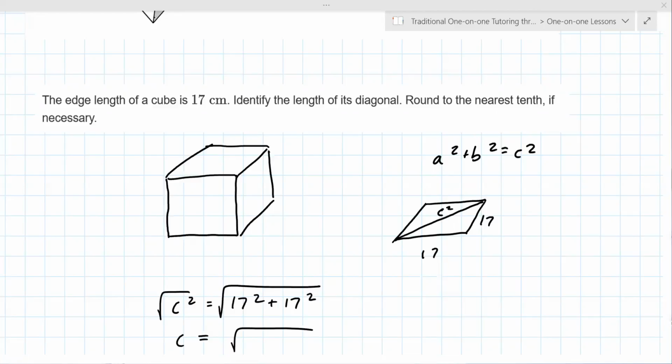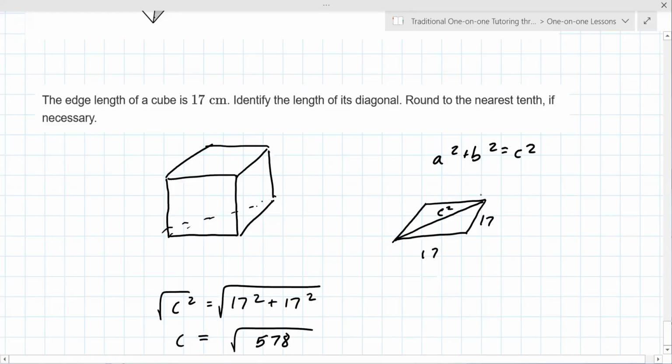So 17 squared is 289. 289 doubled is 578. So this right here is 578. The thing running across there is 578. Don't find the square root. Don't find the square root.